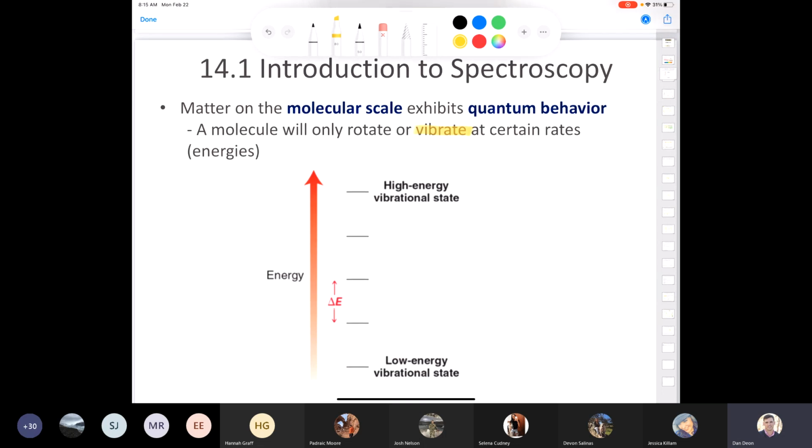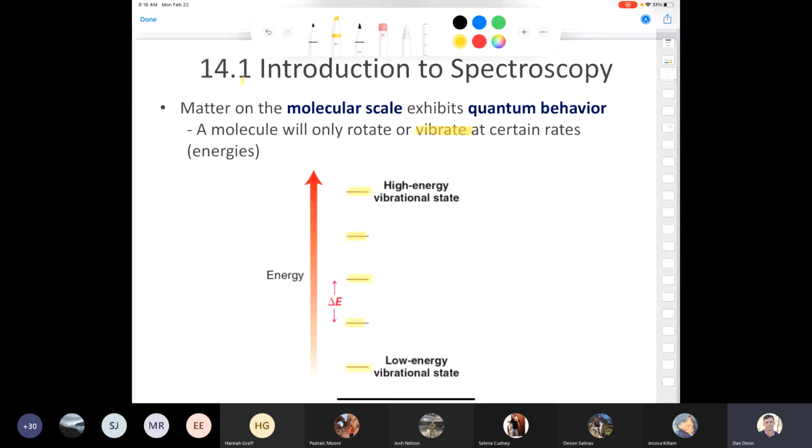But the idea is that the vibration or stretching or movement of bonds in a molecule can't occur at just any frequency, okay, or any energy. It can only occur at specific energy levels. Again, it's not intuitive to us, but that's how it is, okay? At the molecular scale, molecules exhibit quantum behavior.